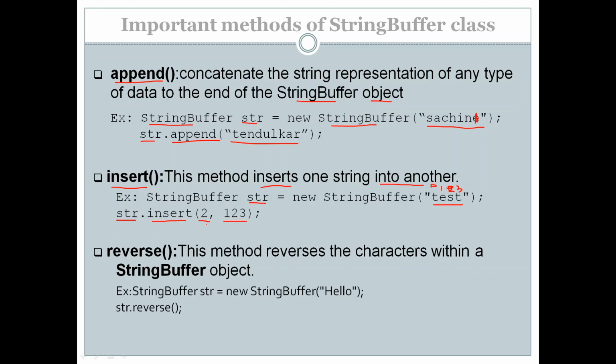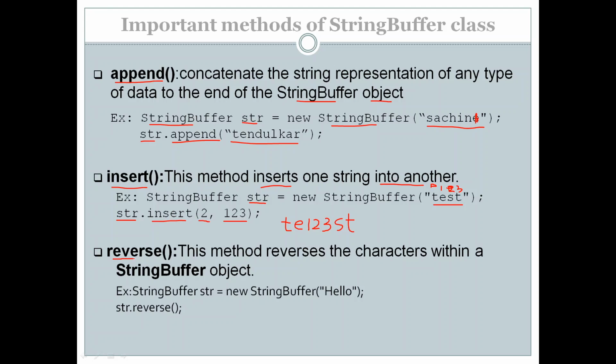After executing this, you will get a new string, that is TE, and after E we have inserted 1 2 3, and then after 1 2 3 the remaining characters will appear, that is S and T. So this is what we will get when we execute str.insert. This is about the insert method, which can be used to insert one string into another string.